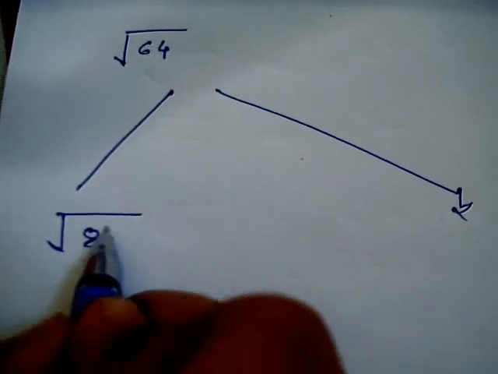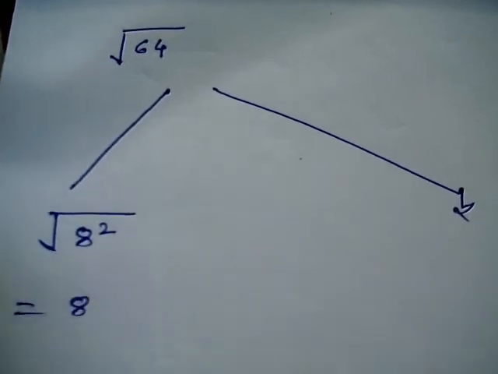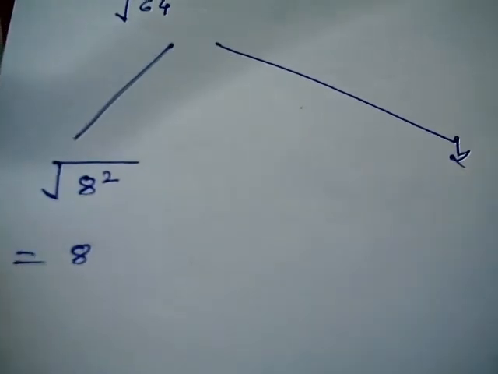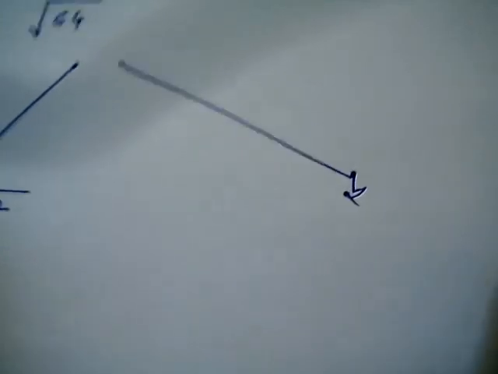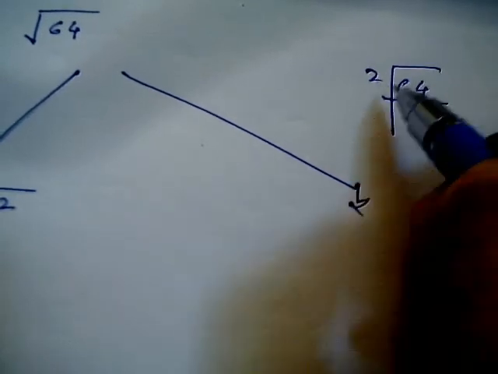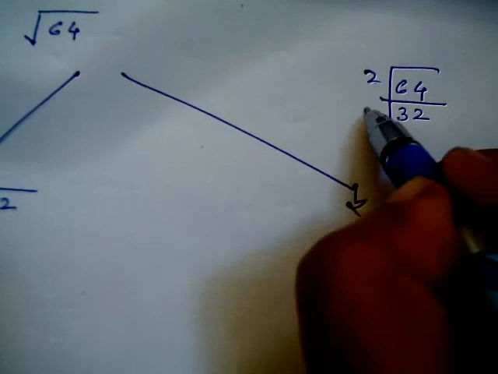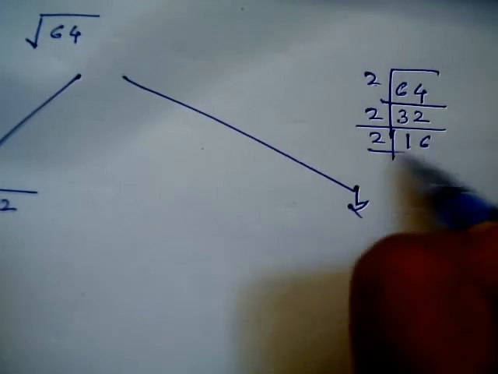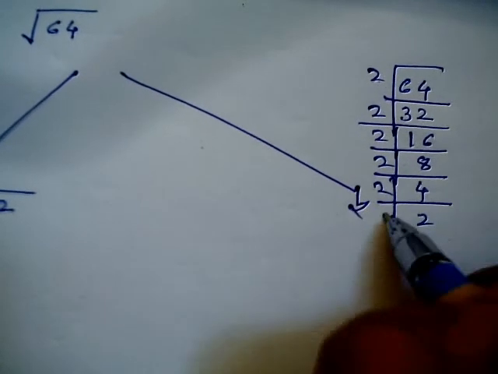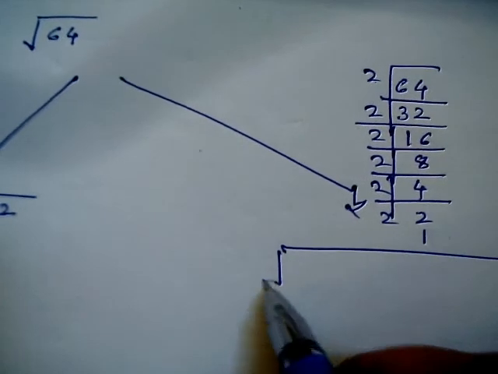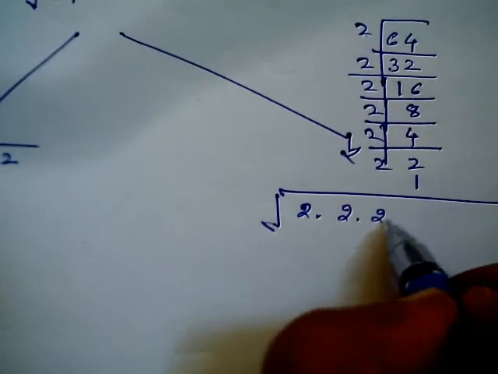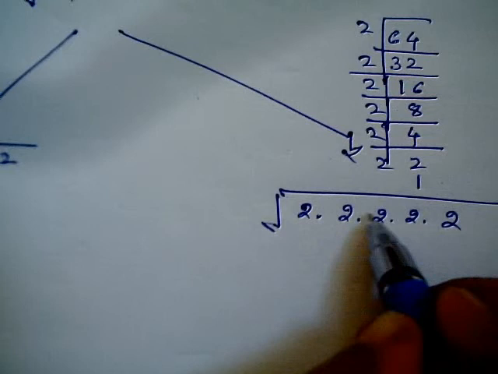Suppose you don't remember, then what I need to do is write the factors. I am going to find the factors of 64. I'll start dividing by 2, the smallest number, which gives 2 times. Again it is divisible by 2, again by 2, again by 2, and again by 2. So I am going to write 64 as 2 times 2 times 2 times 2 times 2 times 2, six 2s, correct? So this is total 64.